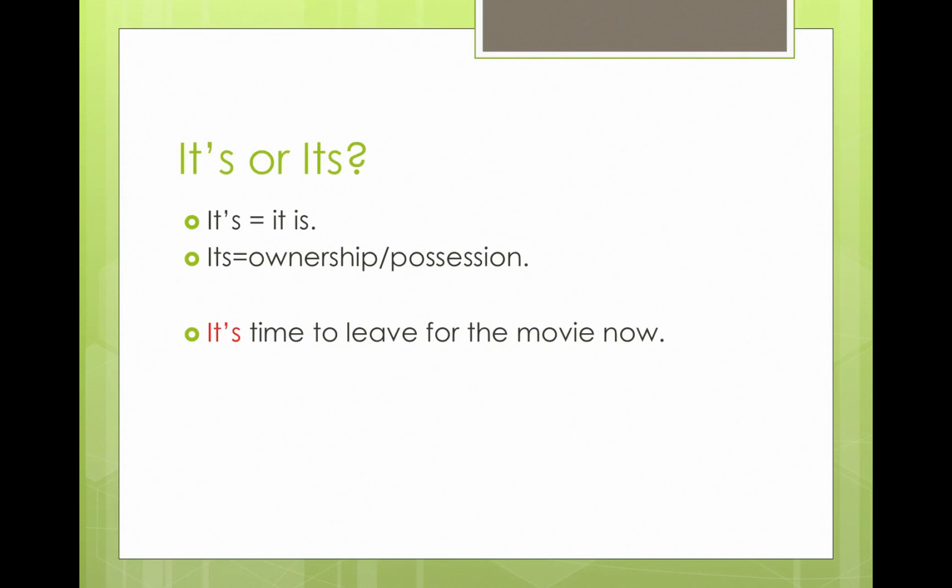Some examples here. It's time to leave for the movie now. The apostrophe s means it's saying it is time to leave for the movie now. Conversely, the cat never drinks its milk. If we put an apostrophe there, if it's it apostrophe s, what we would be saying was the cat never drinks it is milk, and that's incorrect. So we need to say the cat never drinks its milk because its refers to the cat.